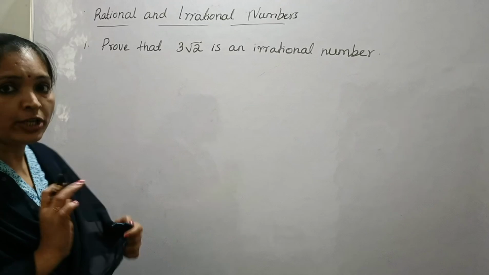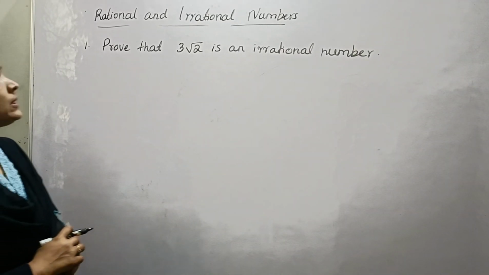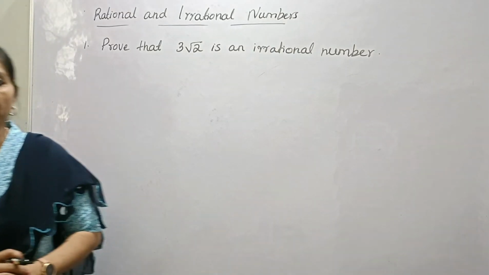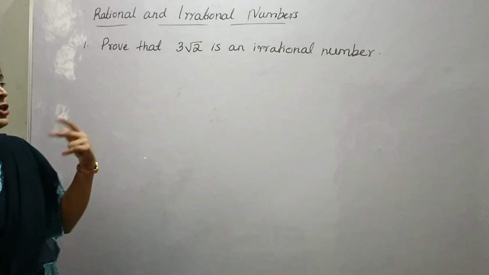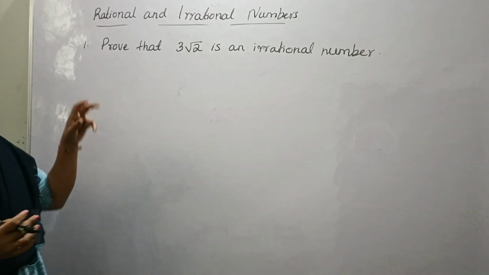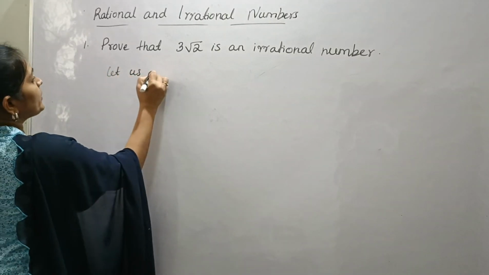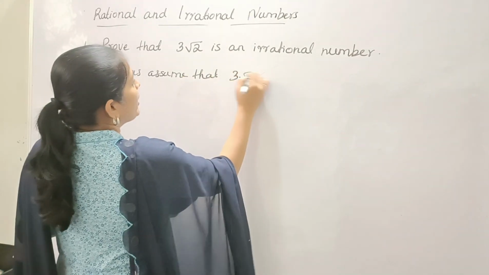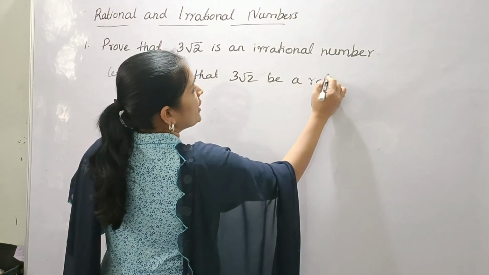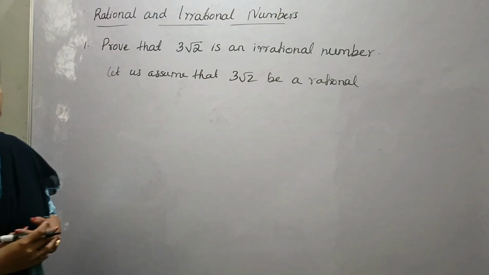Now let's go through some important questions on irrational numbers. First question: prove that 3 root 2 is an irrational number. Here also we will apply the same method. To prove the irrationality of numbers, we use the method of contradiction. So let's assume that 3 root 2 is a rational number.